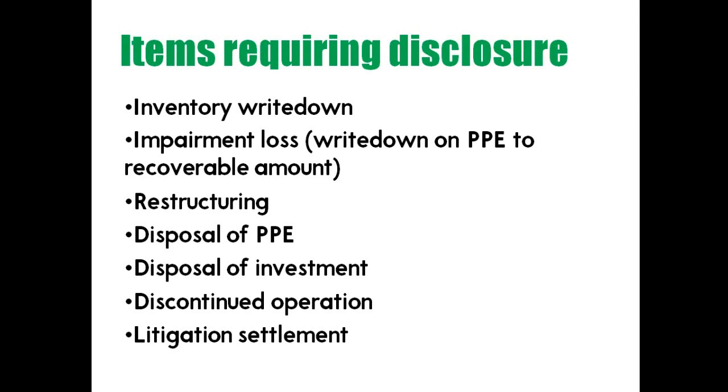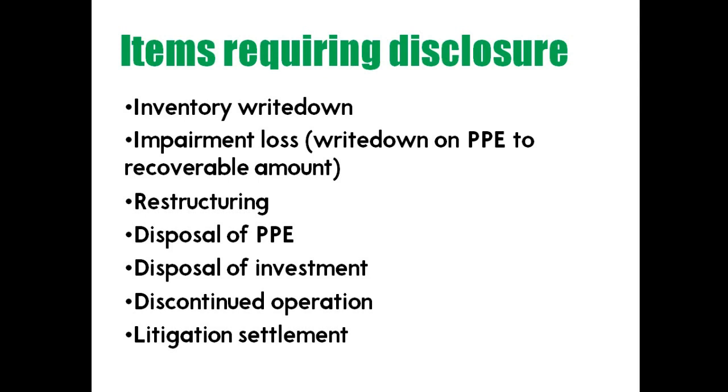Wait. You have inventory write-down. So, NRV, yung net realizable value ng inventory, you have to disclose. Impairment loss, you have to disclose ano yung factors why you considered it to be an impairment loss at inilagay mo sa recoverable amount na. Restructuring of the business, disposal of PPE, pag nagbenta ka ng property and equipment, disposal of investment, you let go of an investment, discontinued operation, you shut down a division, and litigation settlement, natalo ka sa kaso, so nagbayad ka. These are the items that require disclosure.